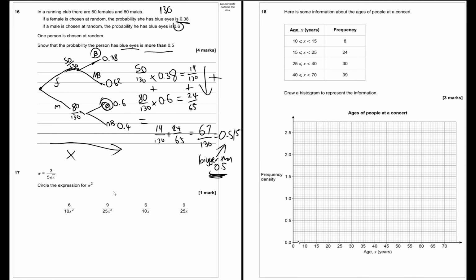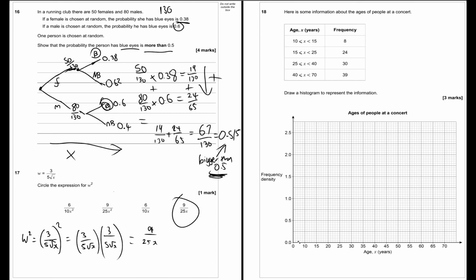Okay, question 17. W equals 3 over 5 times square root of x. Circle the expression for w squared. Alright, let's write this out. So w squared is going to equal this, 3 over 5 root x, squared, which is the same as timesing it by itself. So it's going to be 3 over 5 root x times 3 over 5 root x. Multiplying fractions, do the top then do the bottom. So you get 9 over 5 times 5, which is 25. Root of x times root of x is x. So you're going to get 9 over 25x, which is this one.